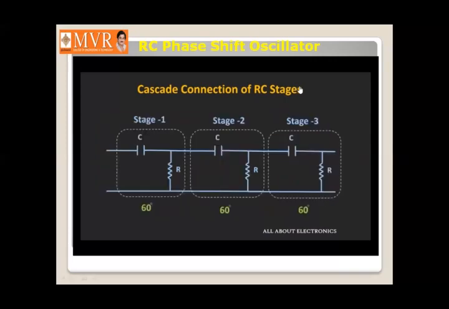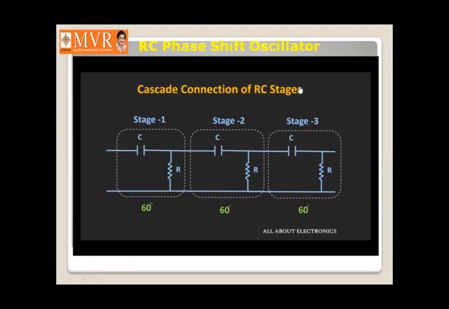Using three stages, it is possible to achieve the 180 degree phase shift. Here, each stage will provide a 60 degree phase shift, and the overall phase shift introduced by these three stages will be equal to 180 degrees. But because of the loading effect of the other stages, the actual phase shift provided by each stage will be slightly different. But if you see the overall phase shift, it will be equal to 180 degrees.